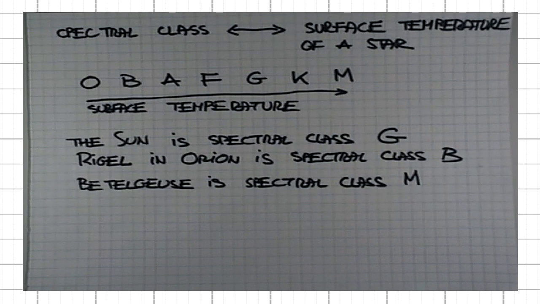Once you have the temperature and the luminosity of the star, you can determine its radius by applying the Stefan-Boltzmann law. And finally, you can determine the chemical composition of the star by looking at the absorption lines of its spectrum, by which spectral lines are missing because those photons got absorbed in the atmosphere of the star.